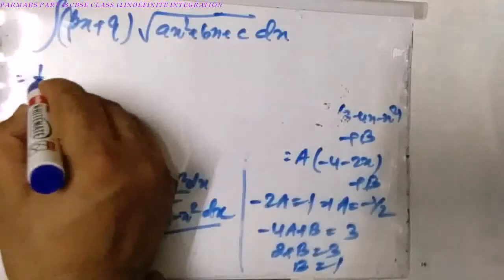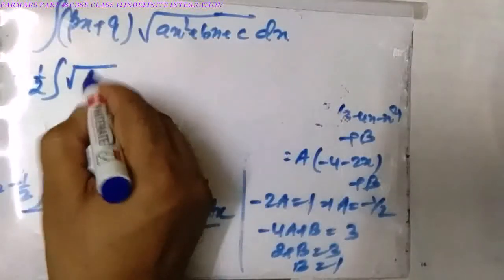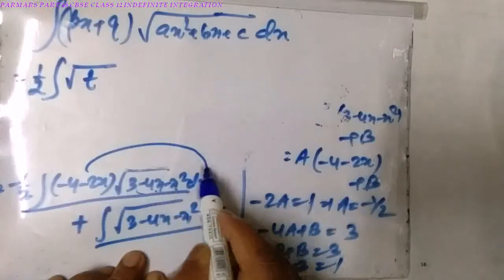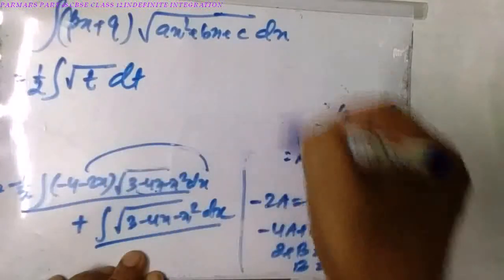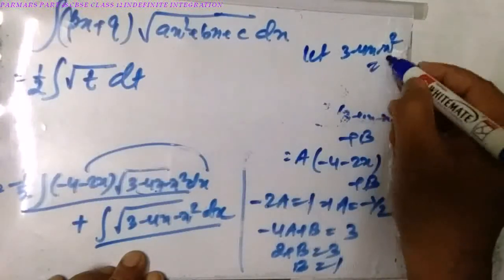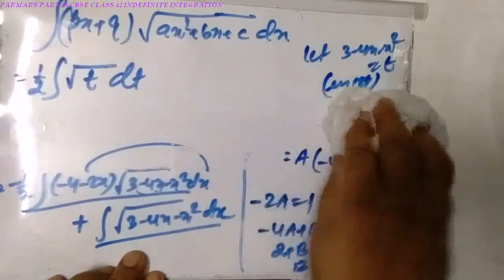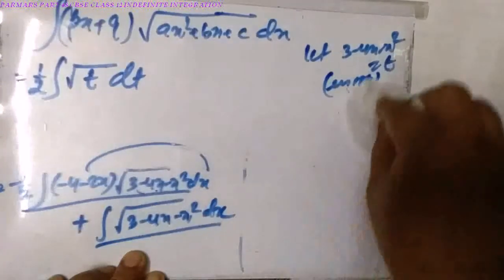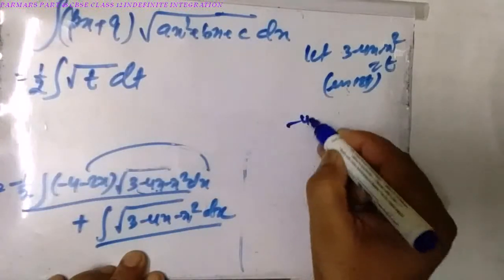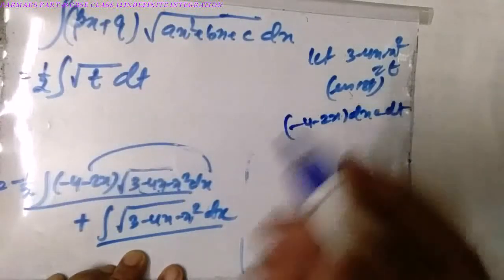So now, I am going to take this one as minus half t, इसको हमने t ले लिया, तो ये दोनों क्या हो गए, dt में कन्वर्ट हो गए. आप इसको साइड में कर लीजिएगा. Let 3 minus 4x minus x square as t in first integration. In first integration, not in second. Okay. So in that case, we have minus 4 minus 2x dx as dt.